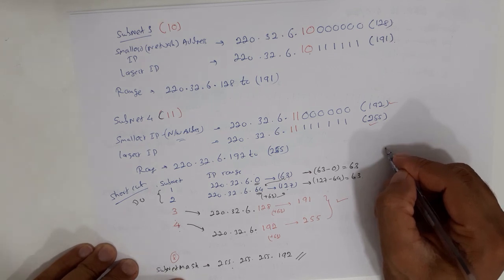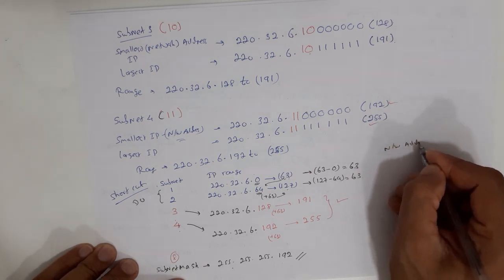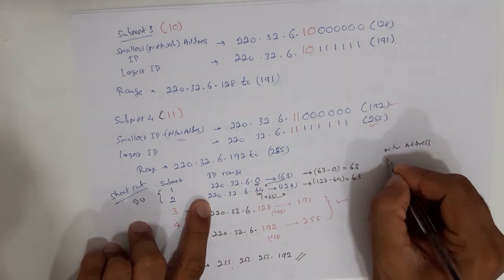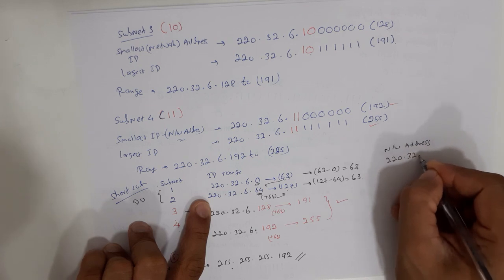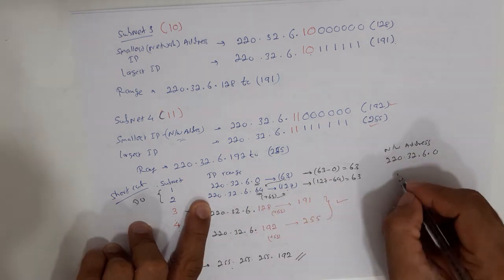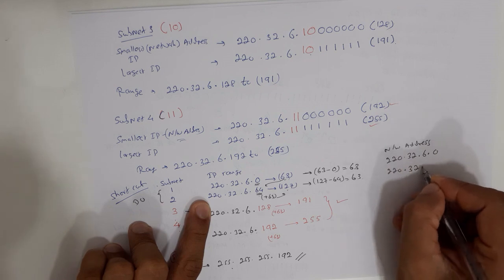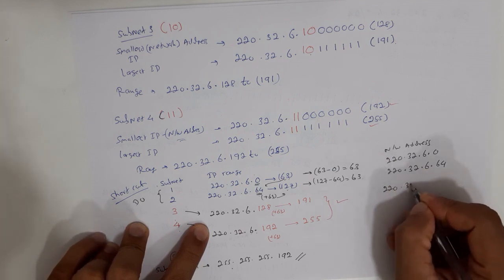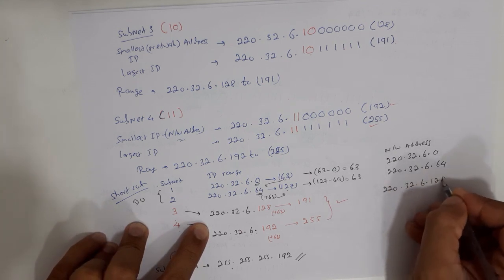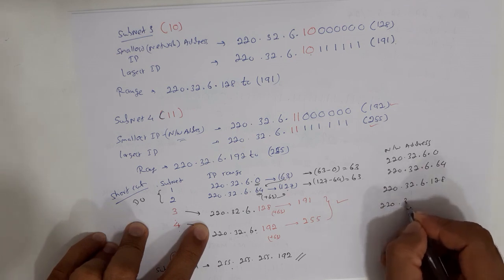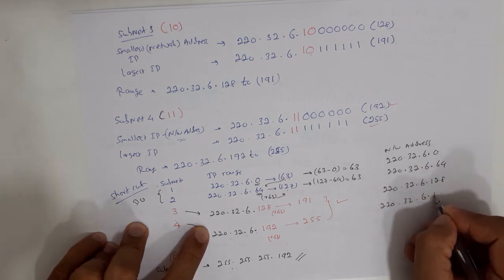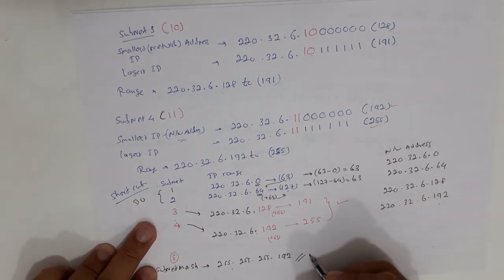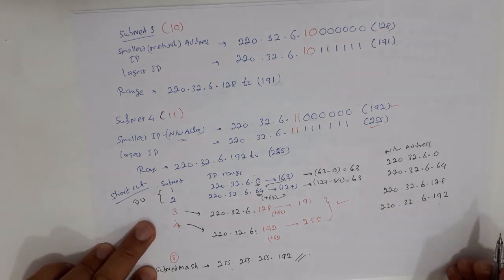Then regarding the question, they asked for the network address as well. Network address is the first address of each subnetwork. For the first subnetwork, the network address is 220.32.6.0. Second subnetwork, 220.32.6.64. Third subnetwork, 220.32.6.128. The other one, 220.32.6.192. So these are the network addresses for each subnetwork, and this is the subnet mask for all the 4 subnetworks prepared earlier.